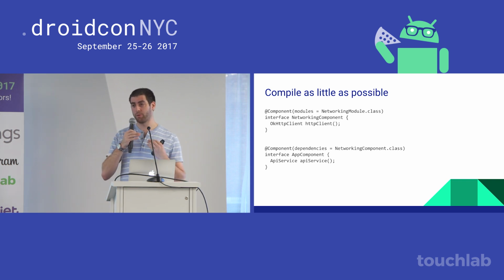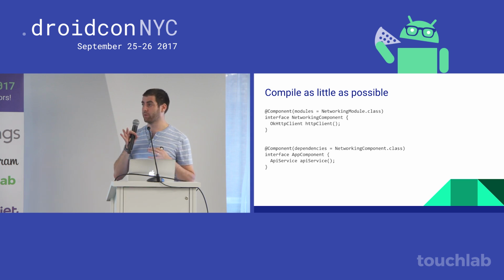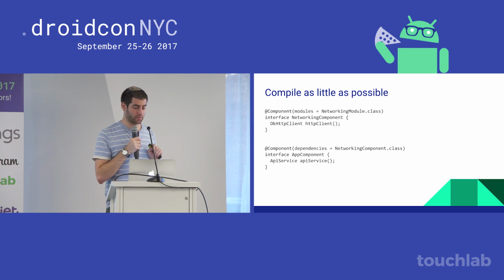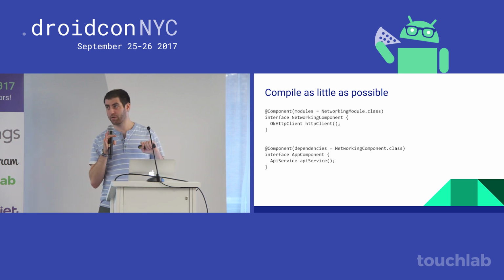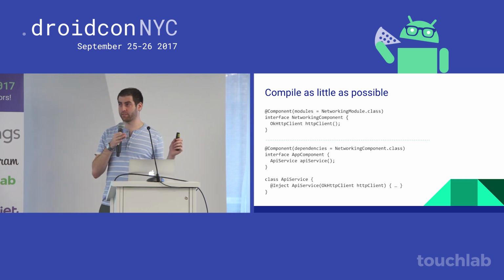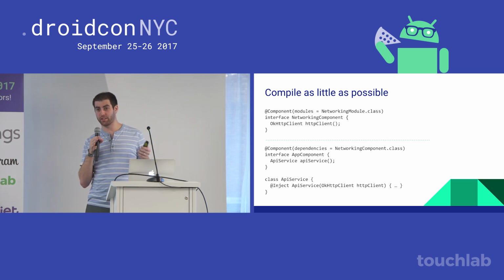Then we're going to have an app component which has many other bindings, maybe subcomponents, and it depends on this networking component and exposes an API service. That API service is probably going to need an OkHttp client, but the good thing about structuring your code like this is that you can separate these into two different compilations. Now, if you were to change anything in your app component compilation, that's going to be one entirely separate compilation. The Dagger networking component is already going to be generated, and you're going to be saving yourself a lot of cost.